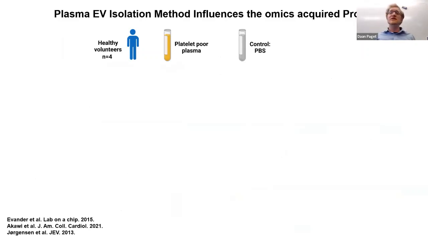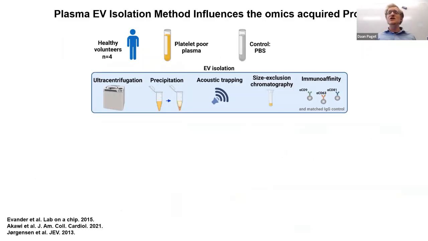We started relatively simple by using healthy volunteers, taking plasma, and isolating extracellular vesicles using 5 different methods. We used ultracentrifugation, which is the golden standard, the most heavily used method. We used precipitation, a method based on PEG polymer precipitation of extracellular vesicles directly from plasma. Acoustic trapping, a more novel approach by a company in Sweden, where they use sound waves to isolate extracellular vesicles directly from plasma. Size exclusion chromatography, which isolates EVs based on size.